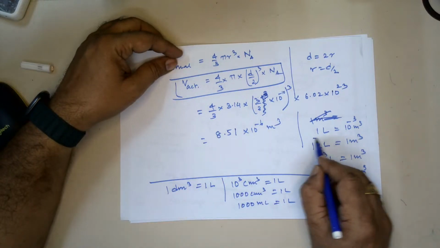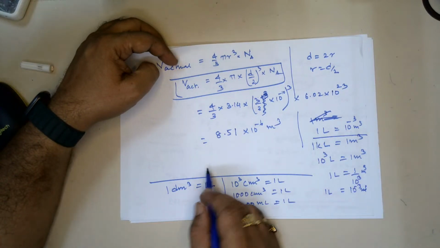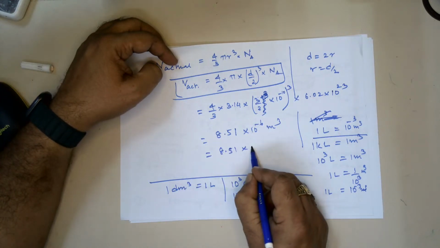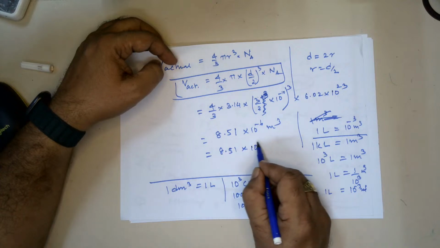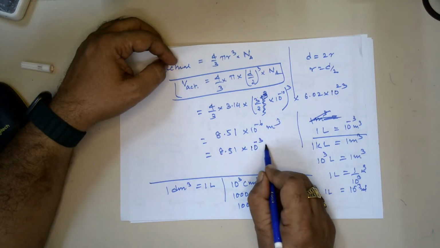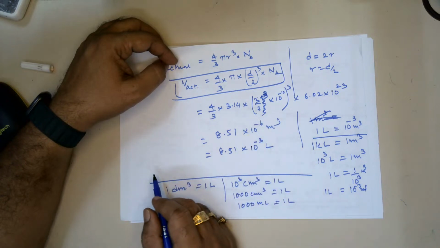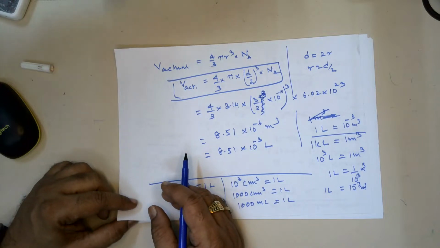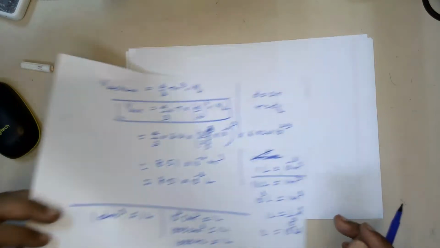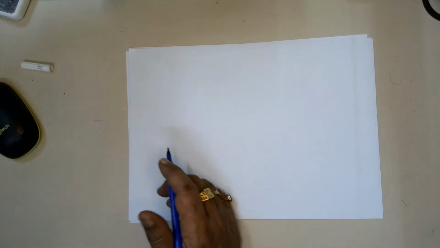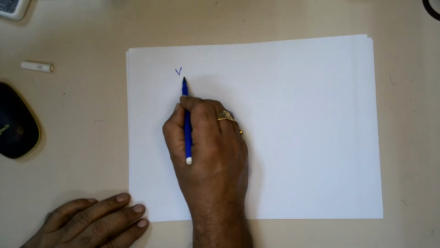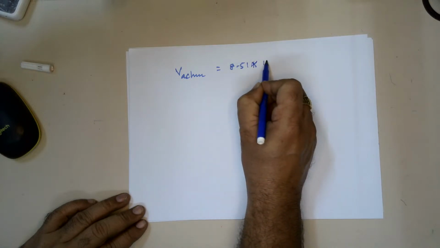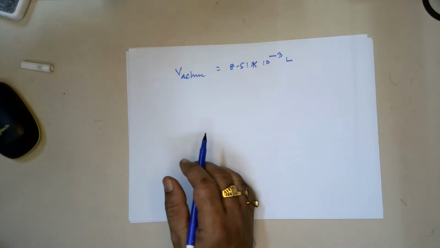Now let us take this one. 1 liter is equal to 10 power minus 3 cubic meter. Let us substitute. Therefore, 8.51 into 10 power minus 6 cubic meter, we are able to get 10 power minus 3 liter. I have converted this. Okay. So the volume of the molecule, that is the actual volume, is given as how much? 8.51 into 10 power minus 3 liter.